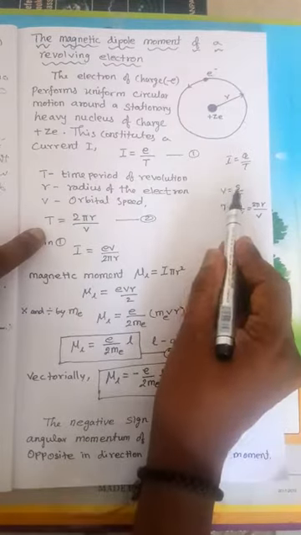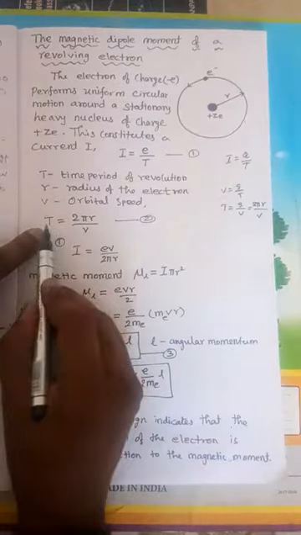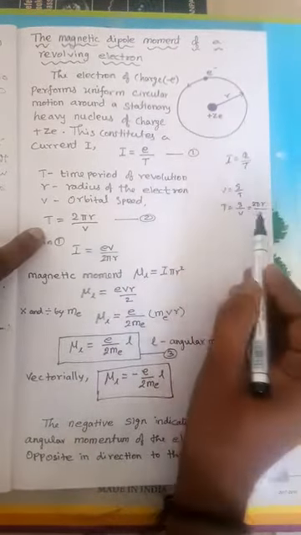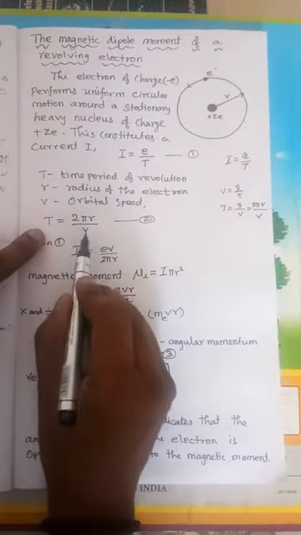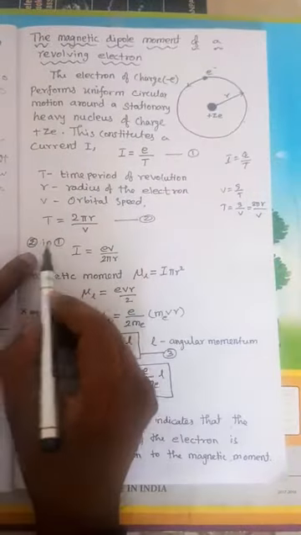It's nothing but the same basic formula: V is equal to S by T, so T is equal to S by V. S is nothing but the overall displacement in a circle, 2 pi r, that is the circumference of the circle. So T is 2 pi r divided by V, where r is the radius. This is equation 2.